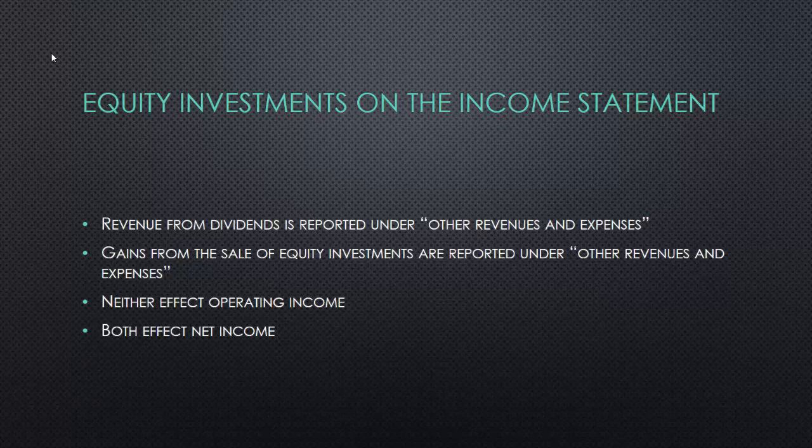In this case, Wilco is not an investment firm. That's not their normal course of business to buy stock and collect dividends, etc. So they're not going to record it under their normal operating income. They are going to put it in this other revenues and expenses section. And while it's there, it will have no effect on operating income. It will have an effect on the company's net income.